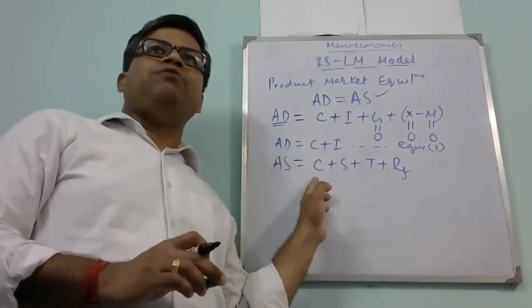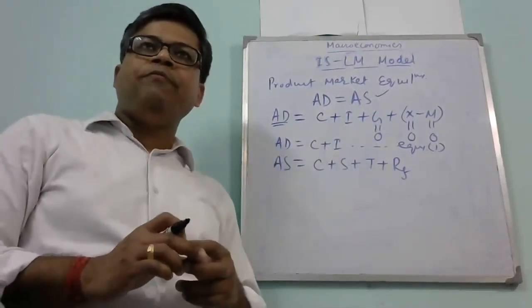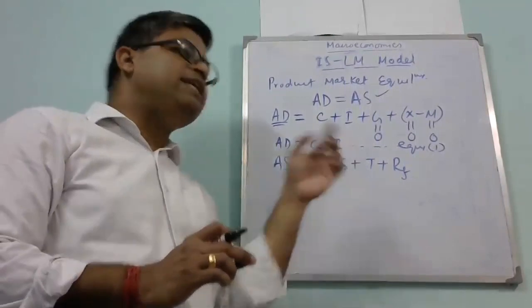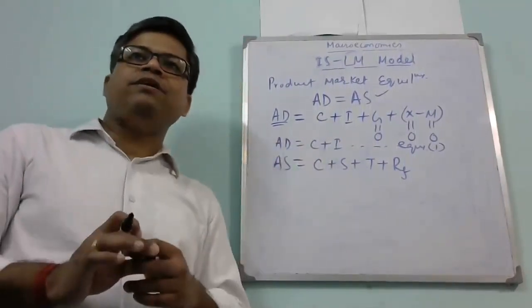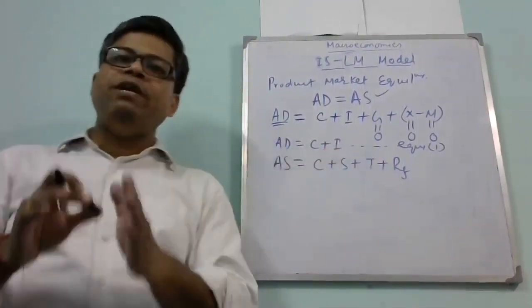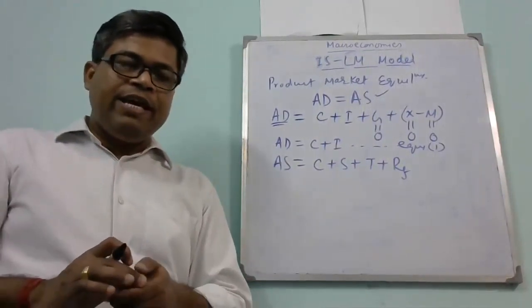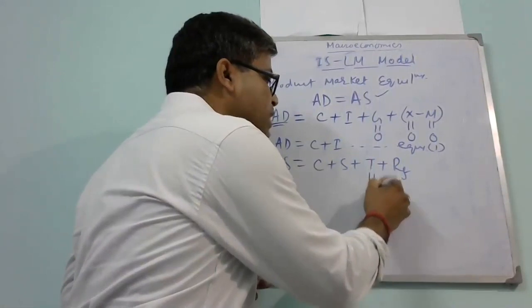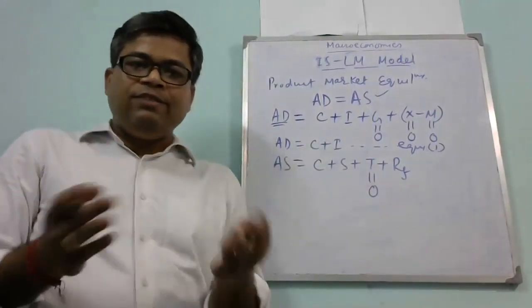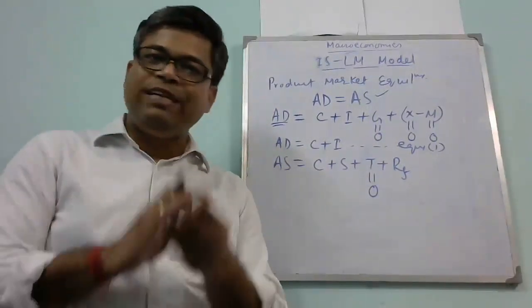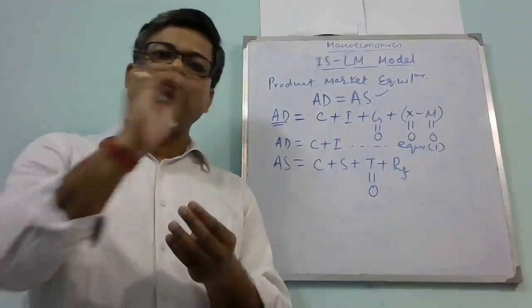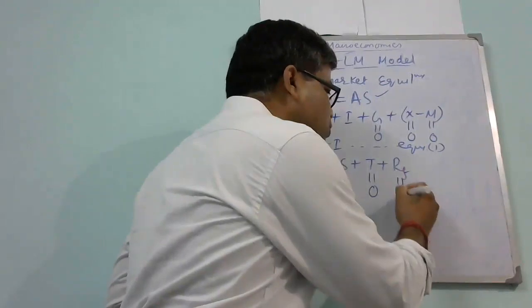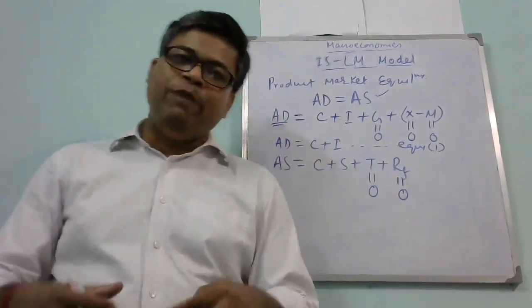C means once again the consumption expenditure. S stands for the savings. T stands for the total tax, and RF is the transfer payment of the government. Now, since there is no government, the tax will be zero. There is no question about the tax collection, so tax will be zero. As well, since there is no government, there is no question of the transfer payment from the government side.